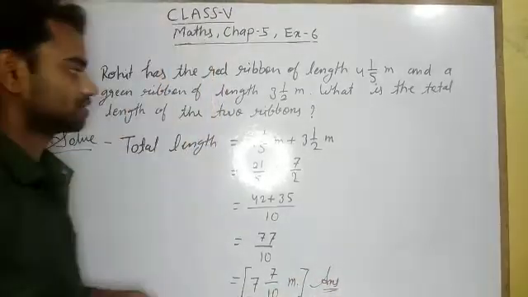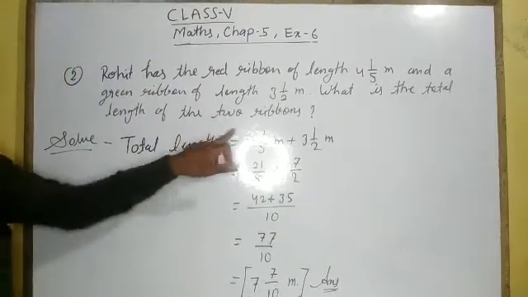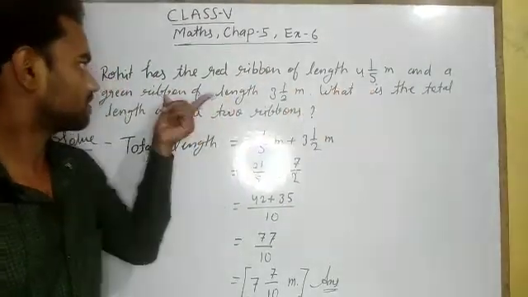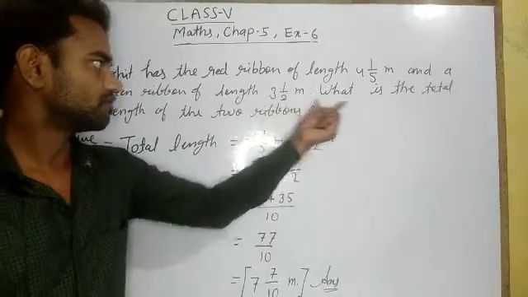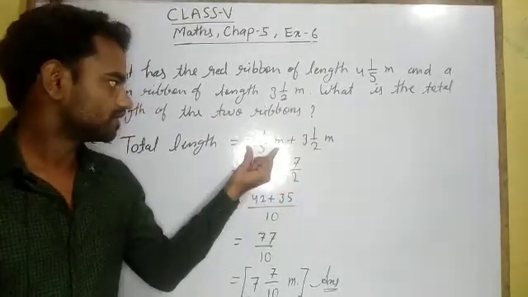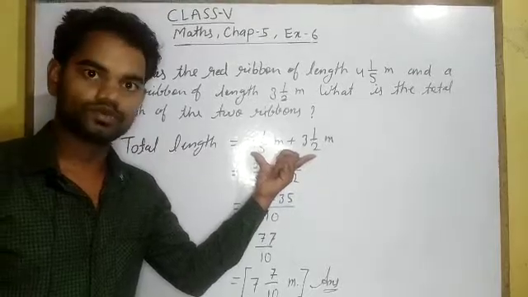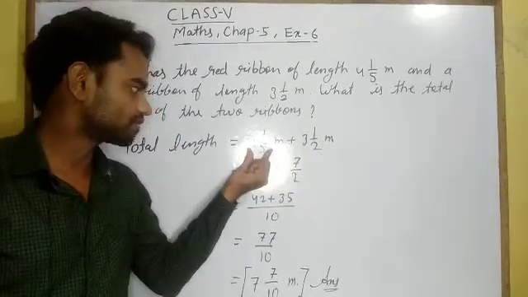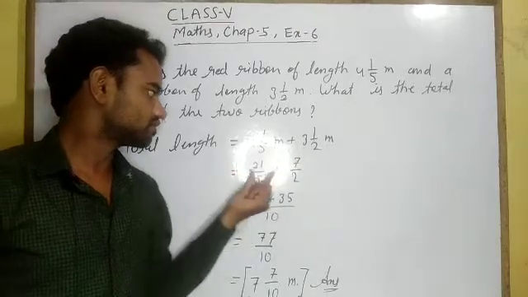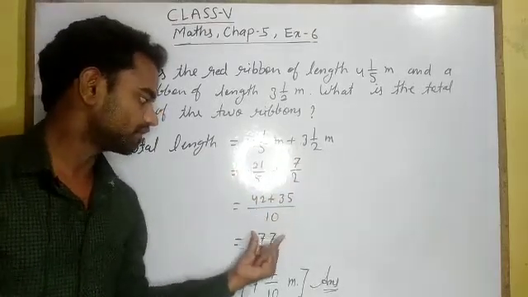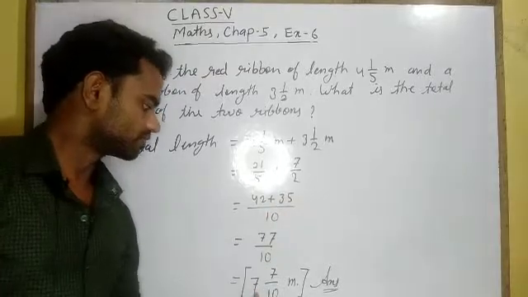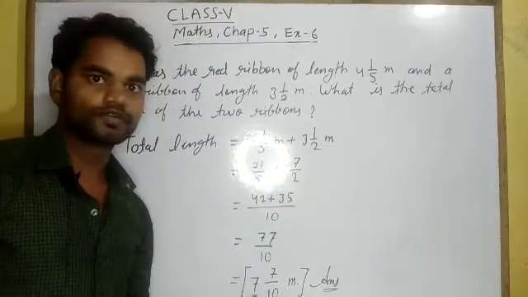Simply whatever we have to do in this question is: the length of the red ribbon is this, the length of the green ribbon is this. Find out the total length of both ribbons. Simply add the lengths of these two ribbons. Convert these mixed fractions into improper form and then simply add, taking the LCM of the denominators, and this will be the total length of the ribbon.